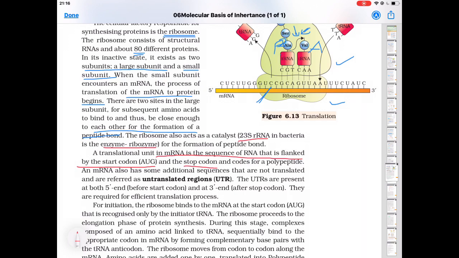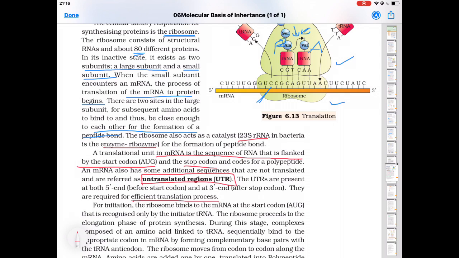And mRNA has also some additional sequences that are not translated and are referred to as untranslated regions. The untranslated regions are present at both 5' and at 3'. These UTRs do not form the part of the polypeptide, but they are required for the efficient translation process. They are present before the start codon at 5' and after the stop codon at 3'.